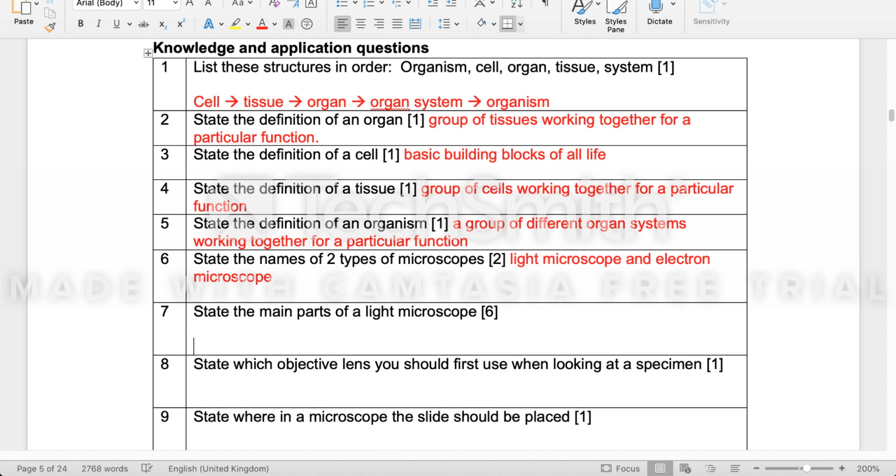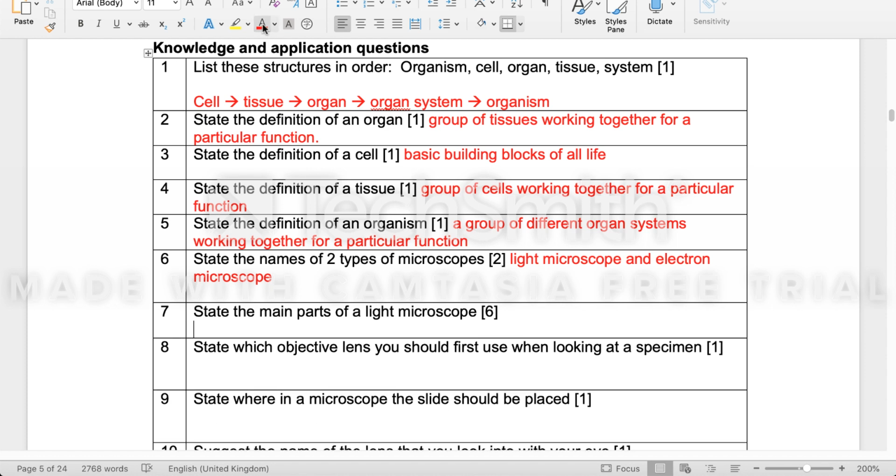Okay, so this one here, state the major parts of a light microscope. And there's going to be 6 parts of it because it's worth 6 points. Okay, so you have your eyepiece, your objective lens, your stage, the light, fine focus, and coarse focus. Okay, so that's 1, 2, 3, 4, 5, 6.